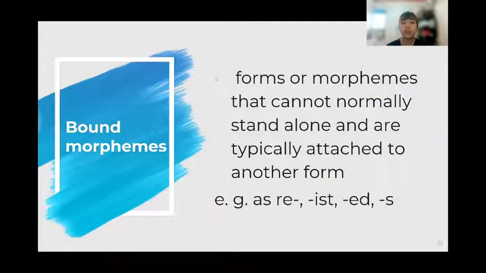So bound morphemes, on the other hand, these are forms or morphemes that cannot normally stand alone and are typically attached to another form. So kabaliktaran lang sang free morphemes ang bound morphemes. If ang free morphemes, they can stand alone as they are since they have meaning, may meaning sila maskin sila lang, ang bound morphemes hindi. Kailangan, just like your prefix re, your suffix ist, suffix ed, suffix s, they are bound morphemes because they have to be attached to another word in order to have meaning.